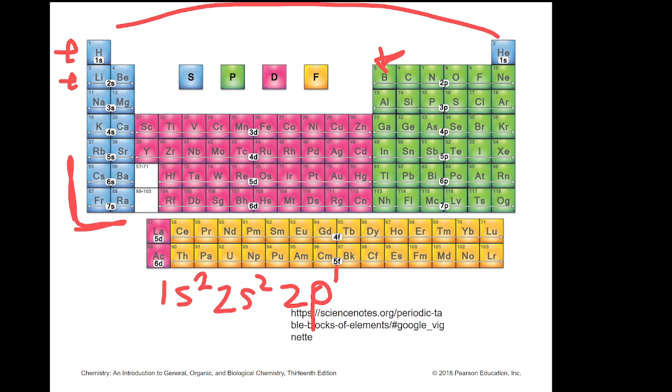Okay, so when we look at these orbitals, again, the periodic table is designed based upon the fact that we have to fill in these orbitals. It's literally a map of the orbitals. Anything in this part right here, this green block here, those are going to be filling in p orbitals. So if you were at like neon, would it be 2p10?